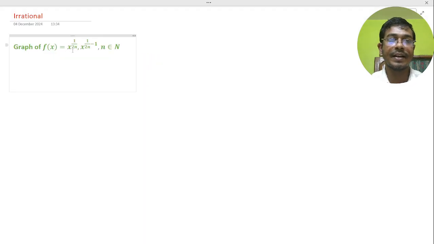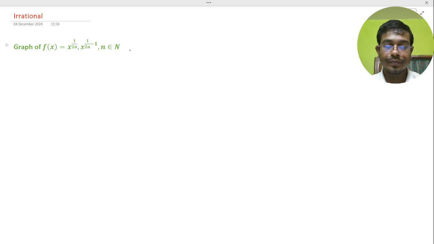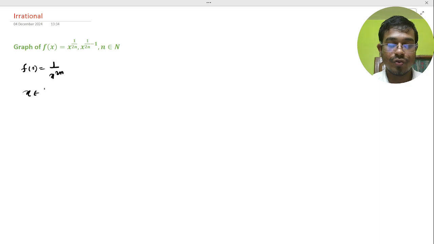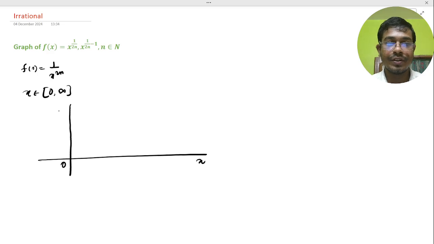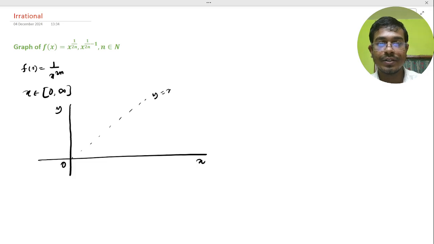Basically we have the irrational functions like x to the power 1 by 2n and x to the power 1 by 2n minus 1 for n belongs to capital N. So the first one is for the even functions, f(x) is basically x to the power 1 by 2n, where the domain and the range, x belongs to the closed interval 0 to infinity, and basically we have the graph like that. This one is the origin and this one is the x and y axis, and formally this is y equal to x, a straight line passing through the origin.